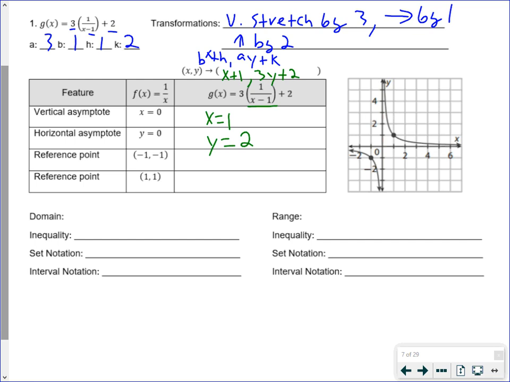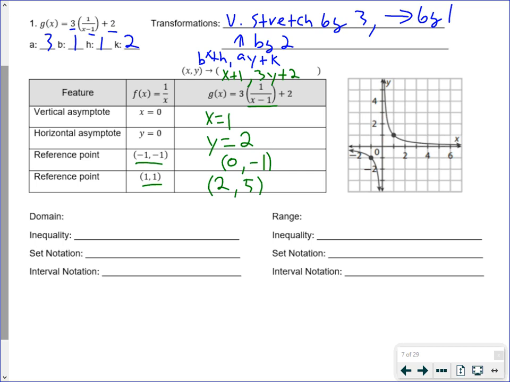For our reference points, we're going to take them and plug them into our transformation rule we wrote up top. If you like to memorize the rules we talked about a few slides back, you can. I'm just going to plug them in and do it that way. So -1 plus 1 is 0. And then -1 times 3 is -3, plus 2 is -1. Next, we have a reference point 1, 1. We plug that in. We get 2, comma 5. Right, 1 plus 1 is 2, and then 3 times 1 is 3, and 3 plus 2 is 5.